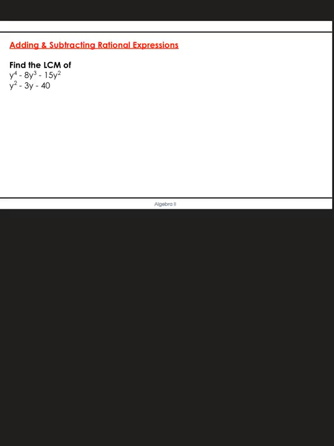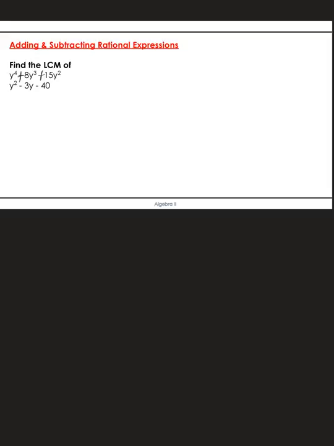Okay, next we're going to do this example, and notice that this example is now trinomials where we need to find the least common multiple. Before you start, please make sure, because there's a typo on this one, please change these two negative signs to positive. So you should have y to the fourth plus 8y to the third plus 15y squared, and then y squared minus 3y minus 40. So go ahead and pause so you can write the problem down and then come back when you're ready.